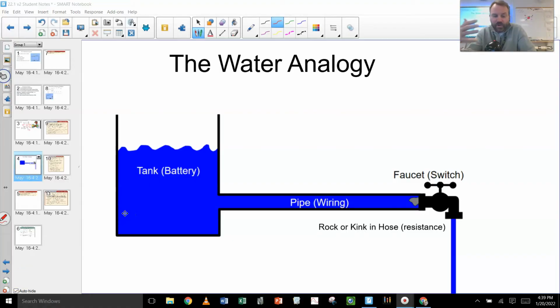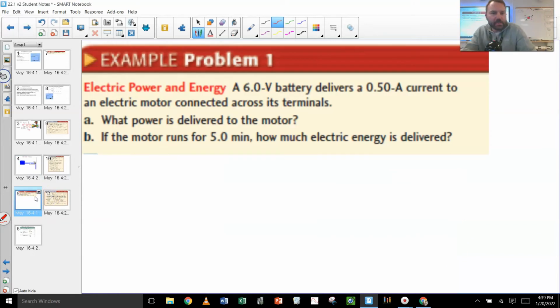So with that water analogy, the more pressure you have, that's more voltage. The more pressure you have, the more water will flow. And if you kink that with a resistor, you're going to have less in the end. That's the water analogy. I've got a couple of example problems for you. We'll talk about what makes something have a little bit of resistance, and we're going to call it a day.